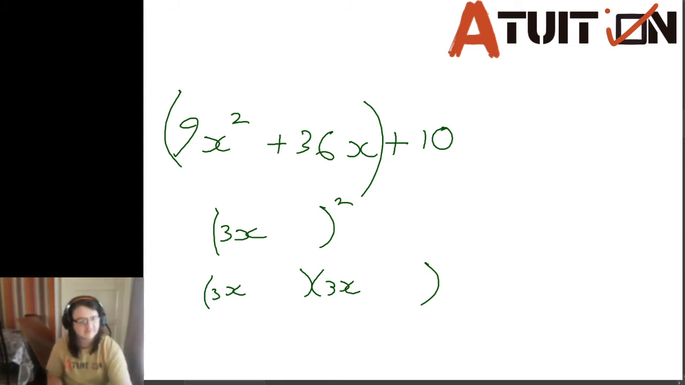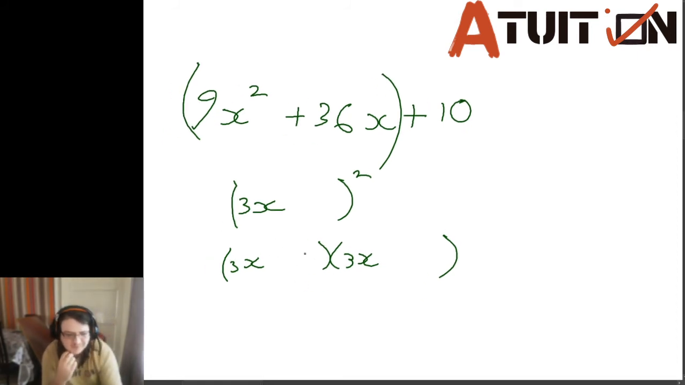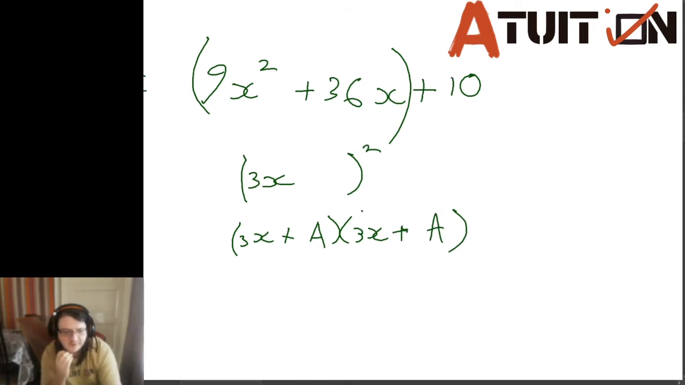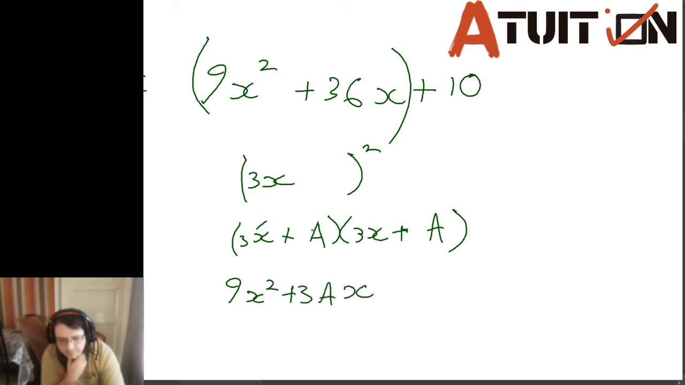because we want 36x. So what we need to do is put a in it and solve for a. Let's say that's a. We'll multiply out the brackets and see what we get. So 3x times 3x, 9x squared. Marvelous. That's what we want. Don't have to worry about that. 3x times a, 3ax. A times 3x, that's another 3ax. And then a times a, a squared.